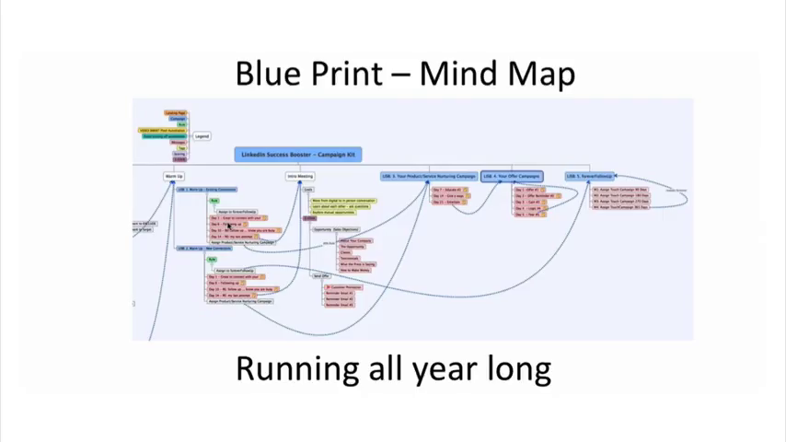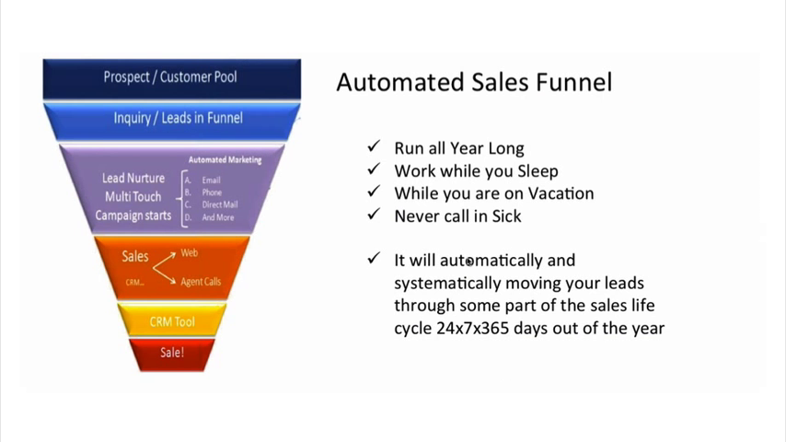Okay, so what's great about this blueprint is that it just really gives you a good idea of what this automated sales funnel looks like. And we're going to get into the details of one here in just a little bit. Okay. All right. So with an automated sales funnel, just to summarize, they run all year long. They work while you sleep. While you're on vacation, they never call in sick. They're a system that is automatically, systematically moving your leads through some part of the sales life cycle all year long, right?